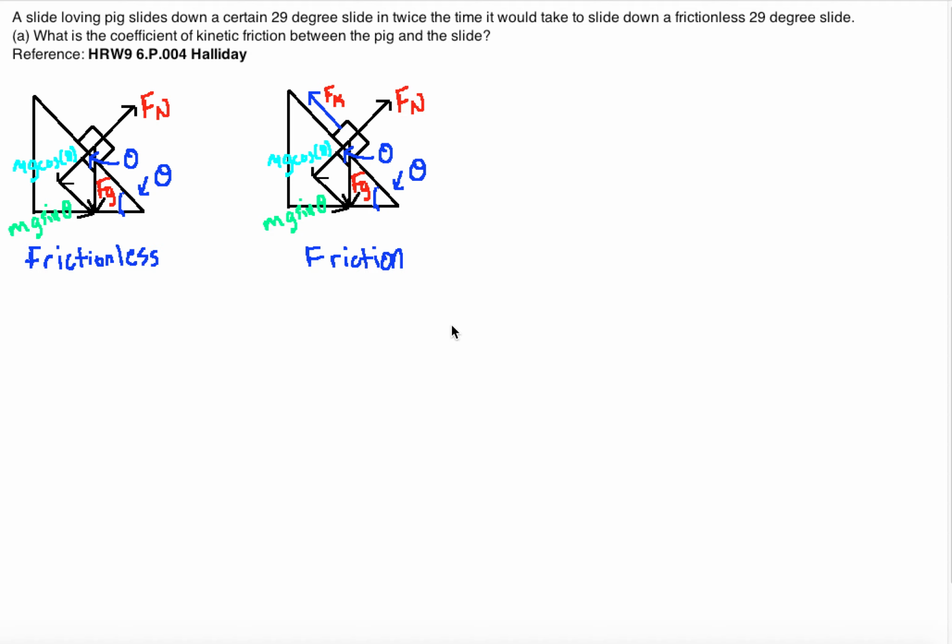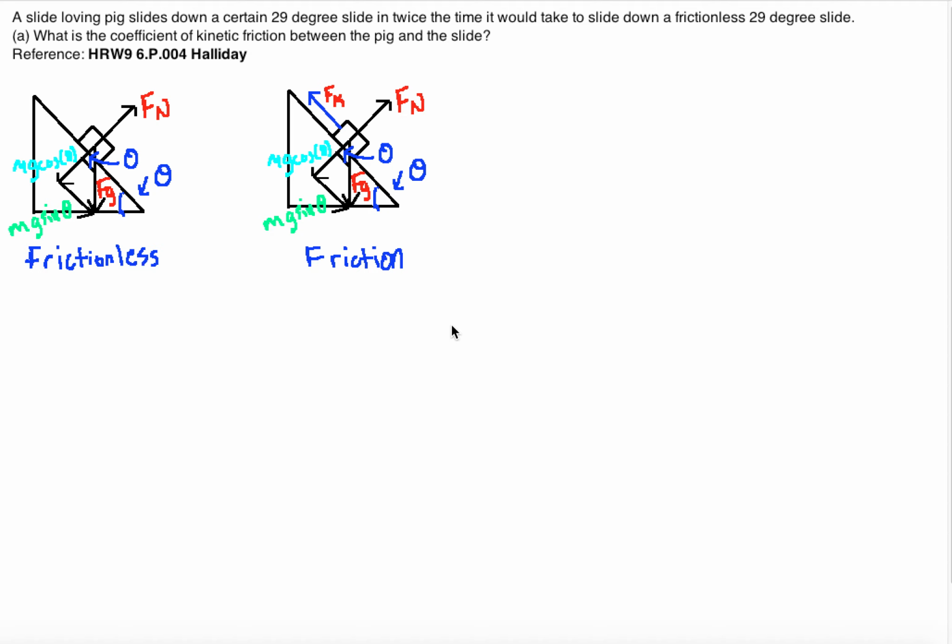To another physics tutorial. Today we'll be talking about the properties of friction, and we'll be looking at a problem revolving around that notion. So let's jump right in. A slide-loving pig slides down a certain 29-degree slide in twice the time it would take to slide down a frictionless 29-degree slide.